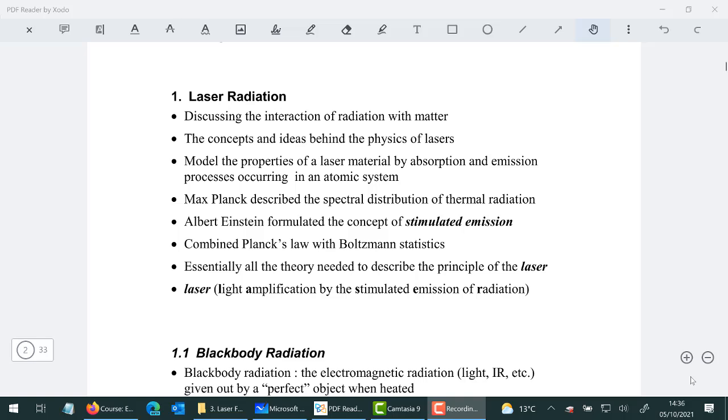Before we think about laser radiation, we've got to think about, well, how do we generate light? How do we create light? We've looked at the ways in which light can interact with materials, but how do we actually generate that light? Well, obviously there's lots of different ways, but let's just think of the simplest way.